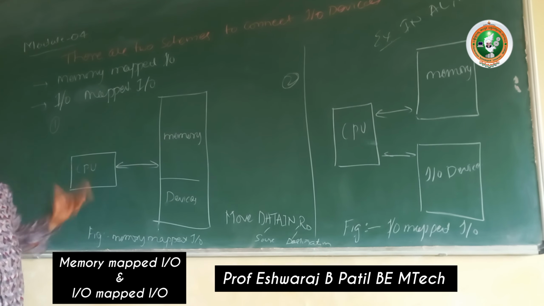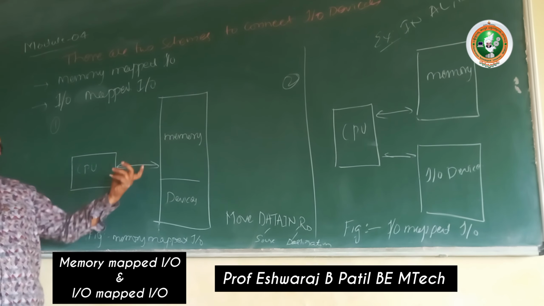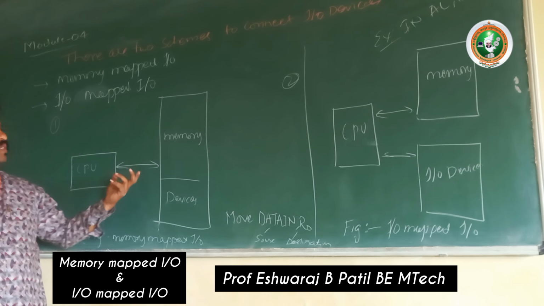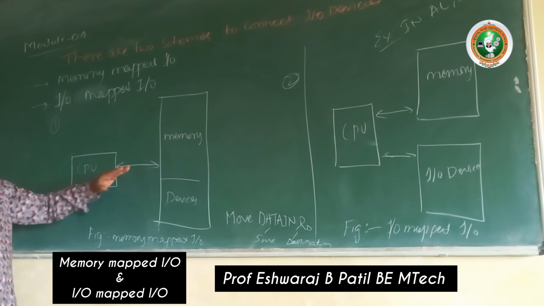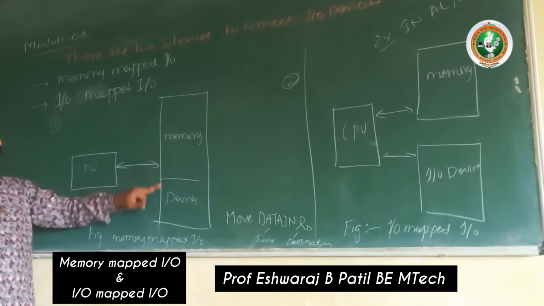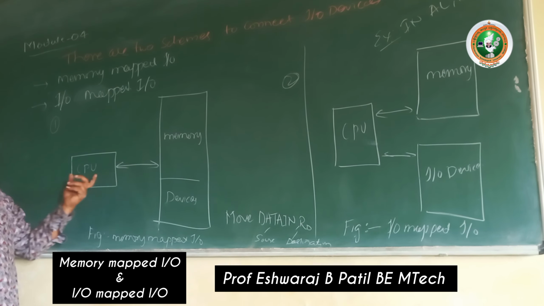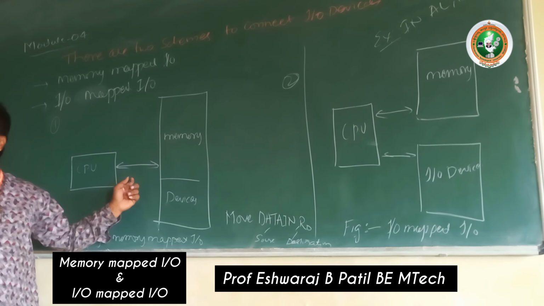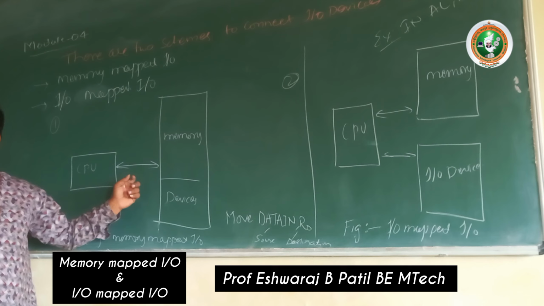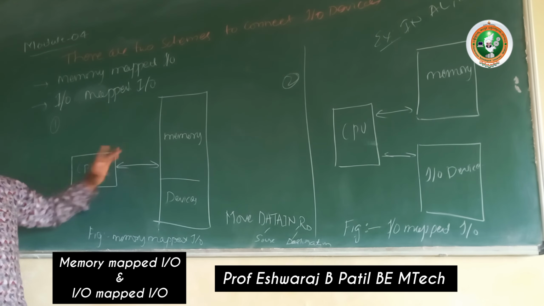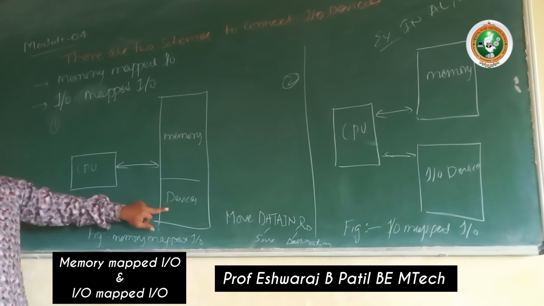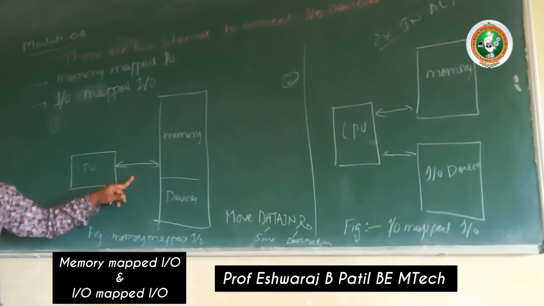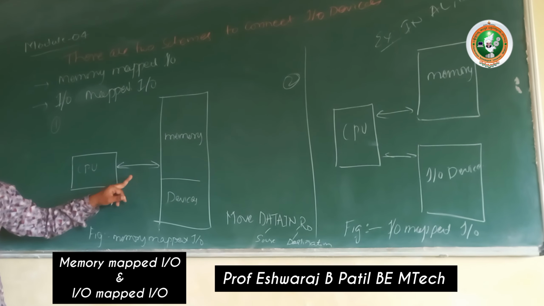Memory mapped IO. Here only a single bus is used. Why is the single bus used? Here both the memory and the IO devices communicate with the CPU processor with only one type of bus, which we call the single bus. If you want to communicate between the memory and the IO devices and the processor, we use only one single bus.